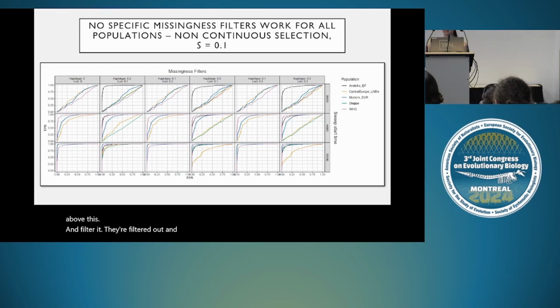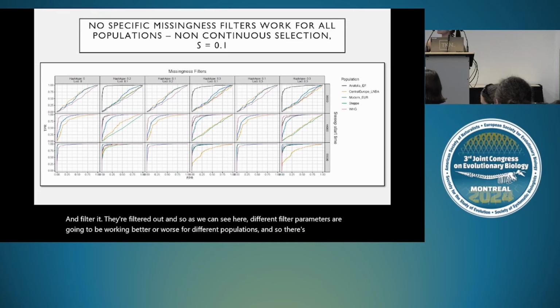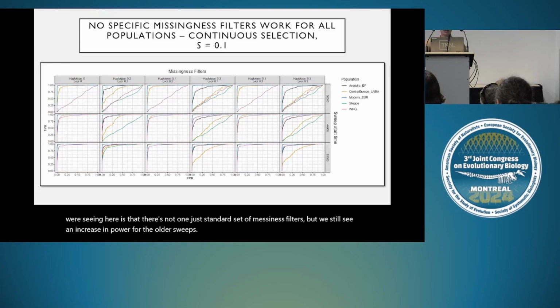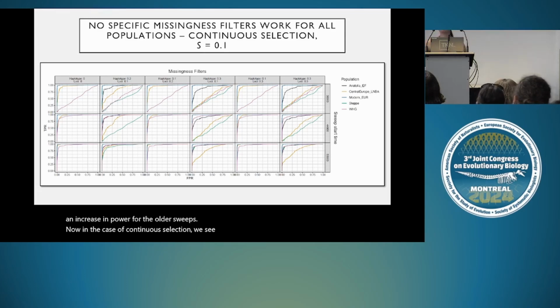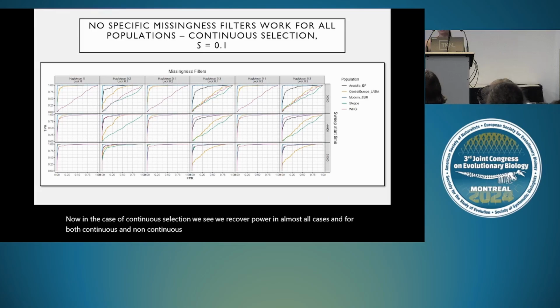And so as we can see here, different filter parameters are going to work better or worse for different populations. What we are seeing here is that there's not one standard set of missingness filters, but we still see an increase in power for the older sweeps. Now, in the case of continuous selection, we recover power in almost all cases. And for both continuous and non-continuous selection conditions, we find that the haplotype missingness filter seems to have the most impact on whether or not we are seeing power, especially in the case of continuous selection.